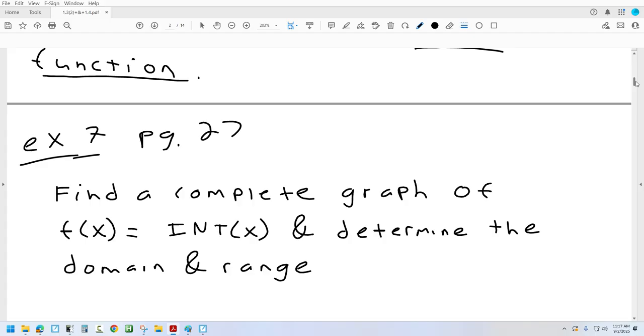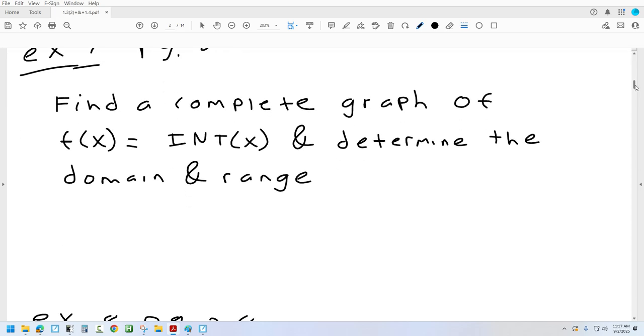Okay, so find a complete graph. I already did that with you on the calculator. The standard window, zoom 6, is good. But now let's see if we can get the domain and the range. What kind of numbers are you allowed to fill in right there? If you're not sure how to answer that, try to think of the opposite. Is there anything you're not allowed to plug in? That should help you figure out what you are allowed to plug in.